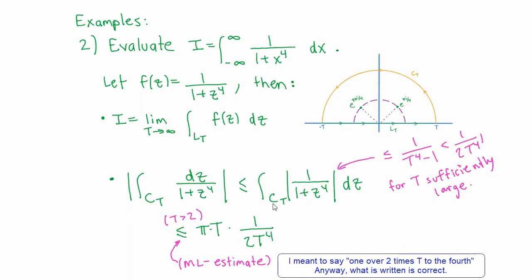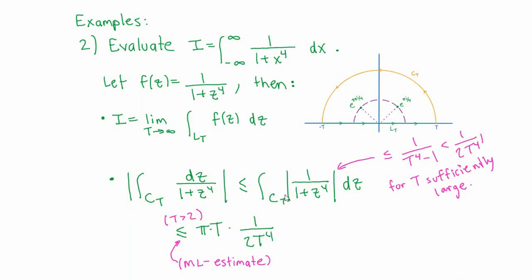This kind of argument, where we bound the modulus of an integral by using the maximum modulus of the integrand times the length of the curve, is what's known as an ML estimate. M stands for the maximum modulus of the integrand, and L stands for the length of the curve. Remember, all that we wanted with this integral was to show that it tends to 0 as t tends to infinity, and now that's clear.